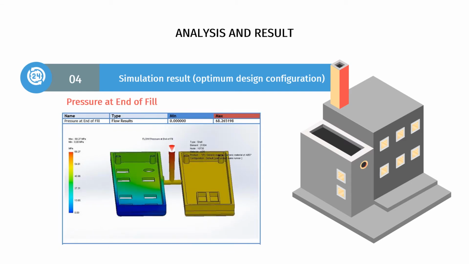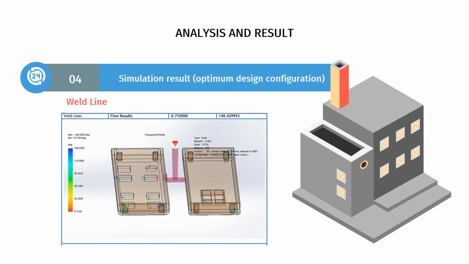Next I will explain about the pressure at end of fill. For the pressure at end of fill, the flow result shows the minimum megapascal is 0.000. The maximum pressure is 68.265198. From the picture, when the part has a red color, that means it has a high pressure. When the part shows the blue color, it has a lower pressure.